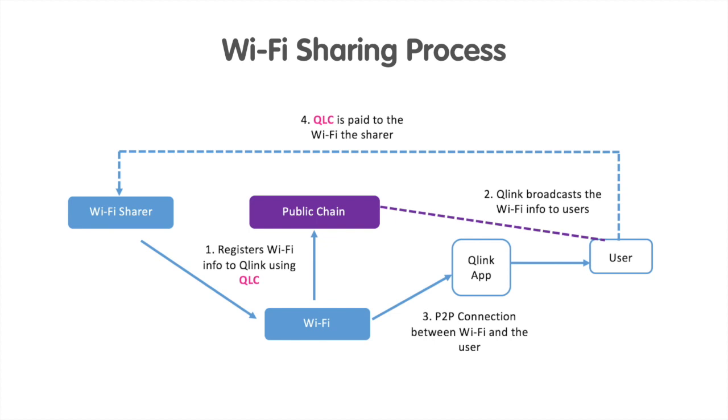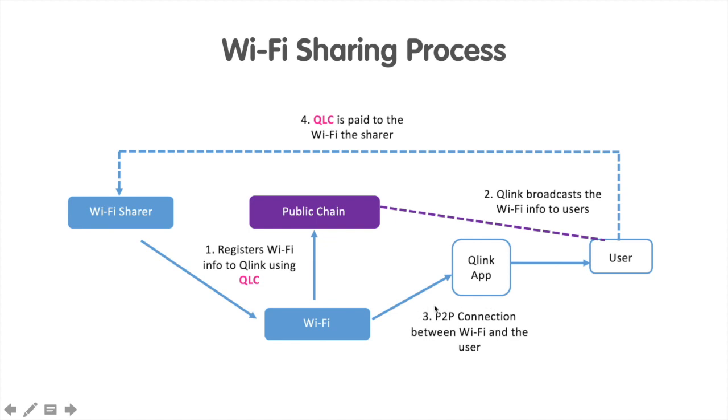So this is basically the Wi-Fi sharing process. We have the Wi-Fi sharer who will register their Wi-Fi to the public chain. So this is the Neo blockchain. Now when they do this, they will need to include information such as their MAC address, their SSID, their geolocation, and that will create a digital identity for that Wi-Fi connection. And if any of that information changes for any reason, the connection will need to be re-registered to the chain and issued a new digital identity.